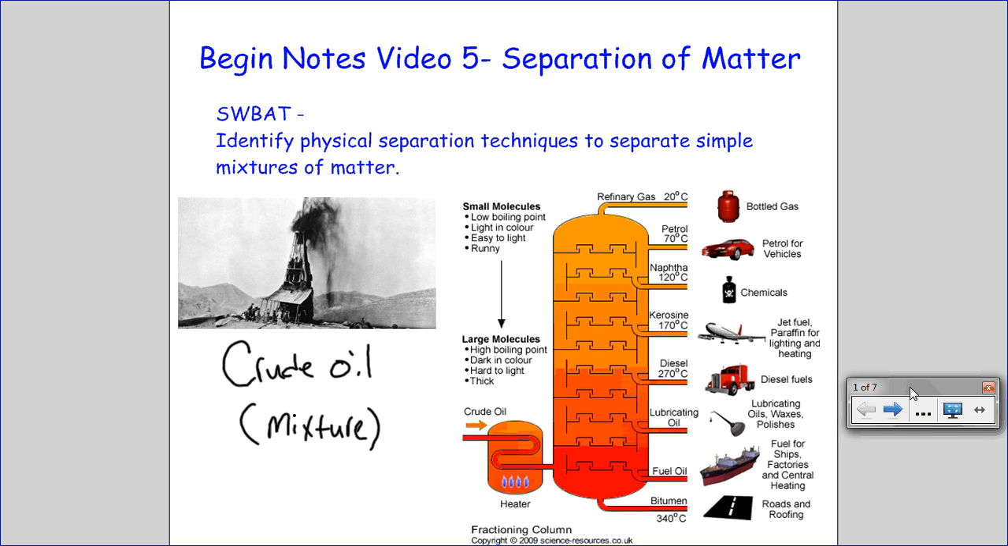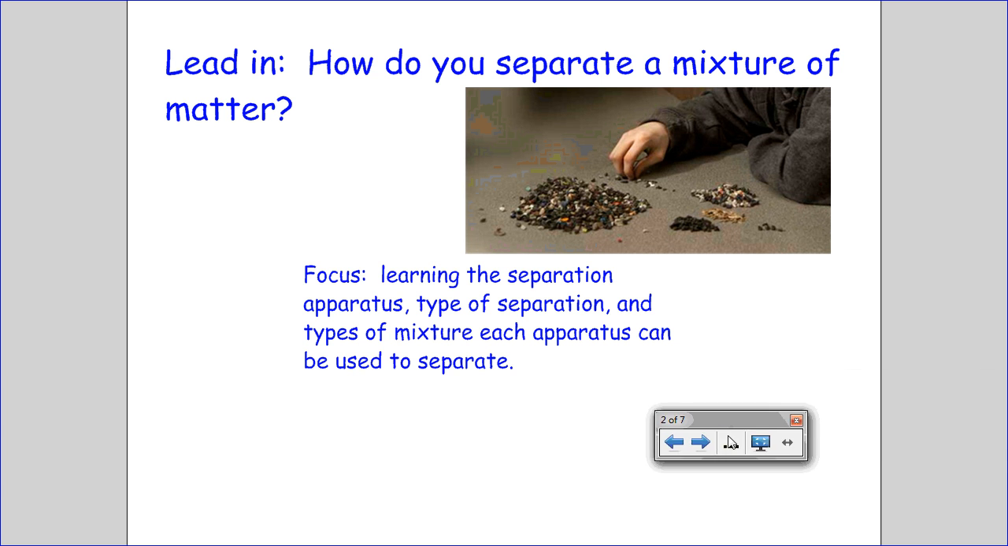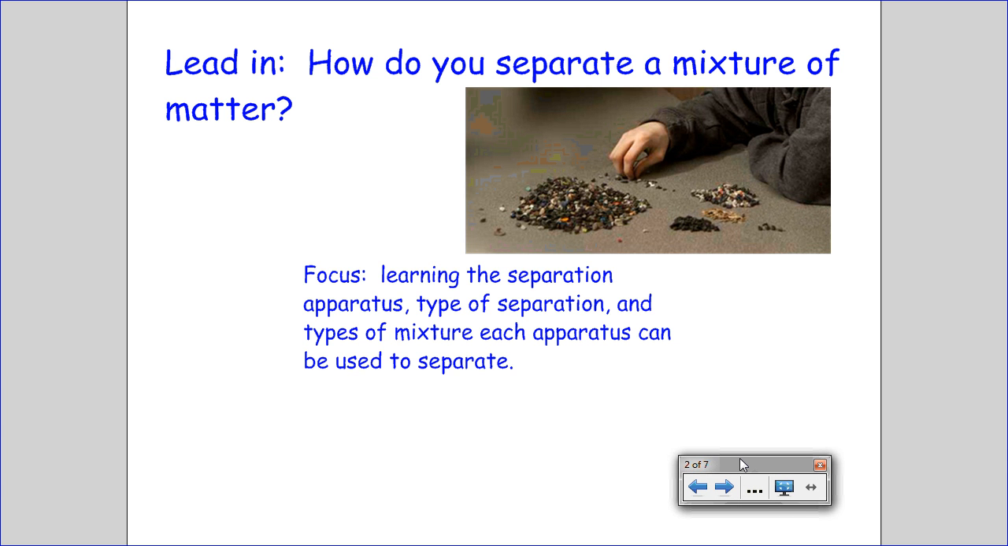and bitumen, which is that really thick, black, tarry, nasty stuff that's used to make asphalt for roads and roofs over our heads. Okay? But all that stuff was inside crude oil, and it had to be broken down into its separate constituent components by separating it from its other materials. So our lead in here is, how could you separate a mixture of matter?